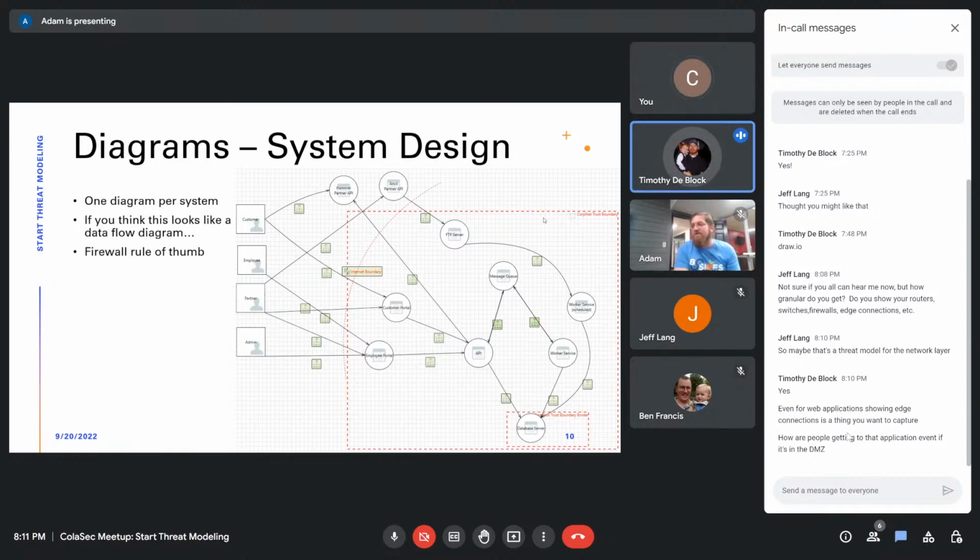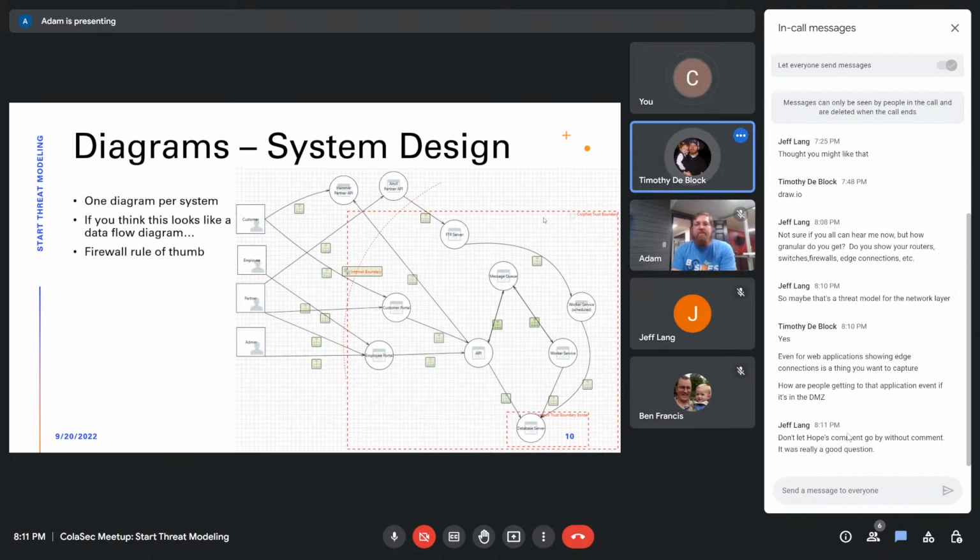Well, I was responding to Jeff. Even so, the network layer can be an entry point if you have a web application that's externally available, right? So they're coming through this firewall. If we have a DDoS attack, then you can mitigate it via these types of things. And if you have a WAF in place, that's another thing that you call out, etc.